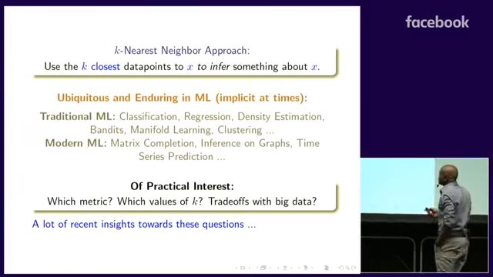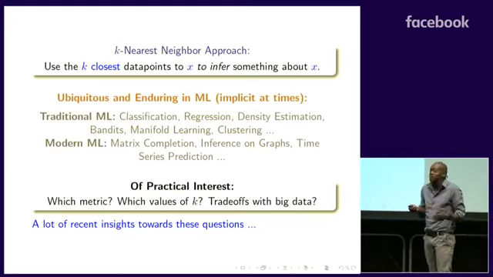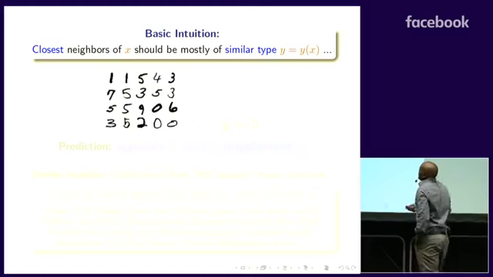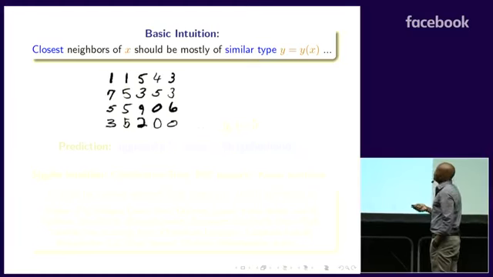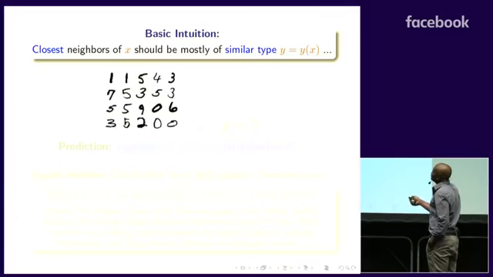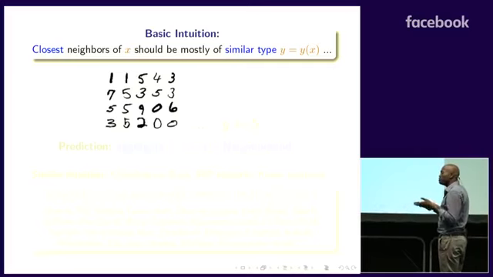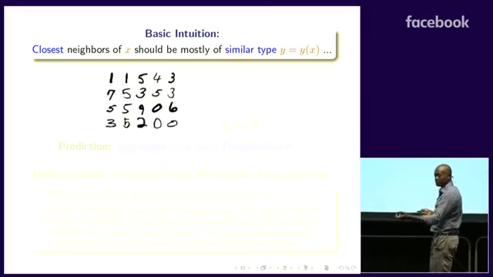So I'll start with the first basic intuition behind nearest neighbors. The basic intuition is something that we all understand. When will nearest neighbors work? They will work if the closest neighbors of X are mostly of similar type as X. Let's say the type is Y. It could be regression. It could be classification. But that's the basic intuition. You hope that the nearest neighbors are of similar type, right?